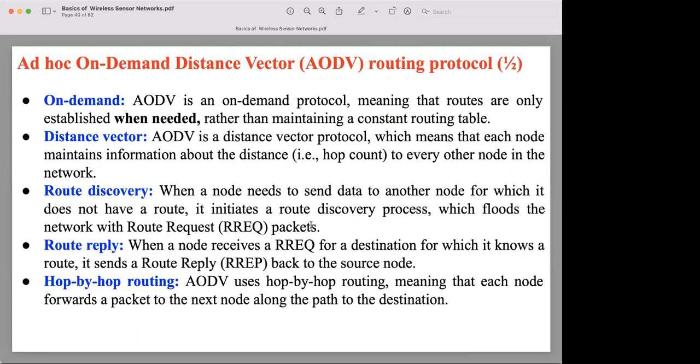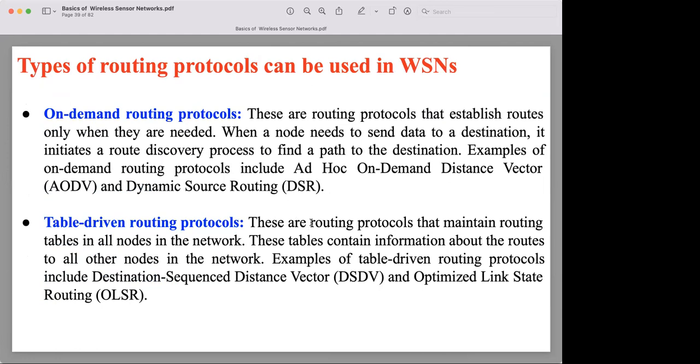Another classification of routing protocols is based on storage, based on demand. There are two classes: one is the on-demand routing protocol, the other is the table-driven routing protocol. On-demand routing protocols establish a routing path only when it is needed. There is no routing path initially; the node has no information about the route. But when the node needs to transmit data, it creates a route from source to destination. So that category is when the demand comes into the picture.